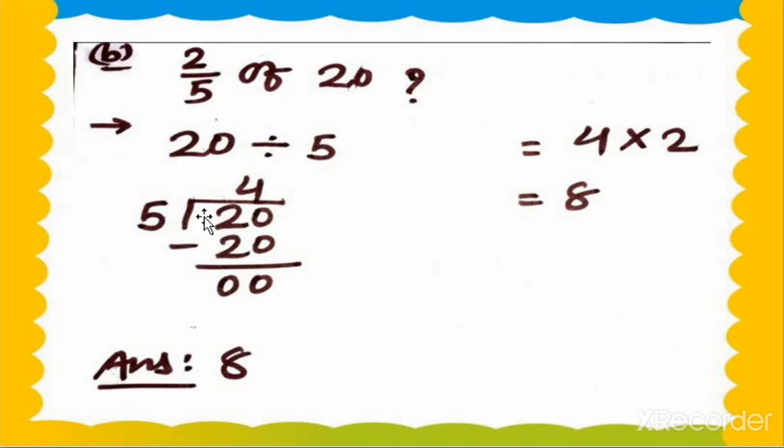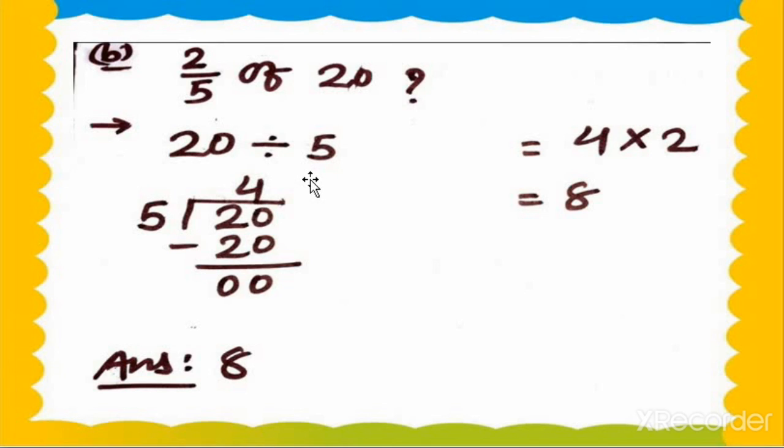Now let's check here. In table number 5, will 20 come or not, my dear students? Let's check here. 5 1s are 5, 5 2s are 10, 5 3s are 15, and 5 4s are 20. So 5 4s are 20, we mention here. So 20 minus 20, how many, my dear students? 0. Now here we got the 4, okay, quotient 4.